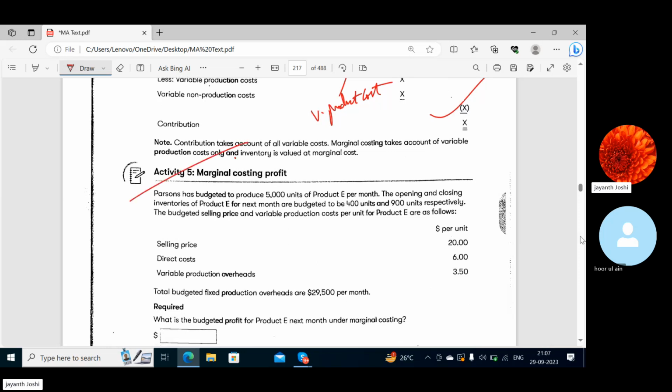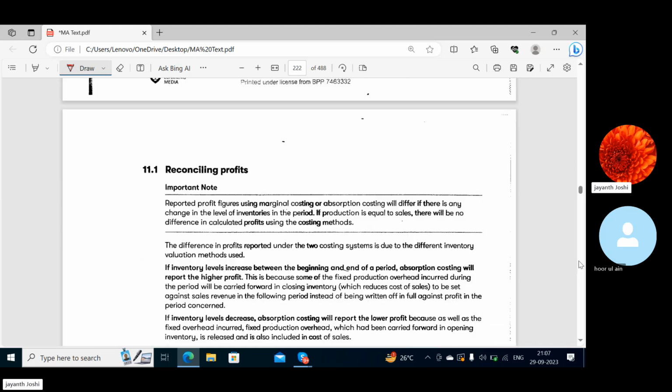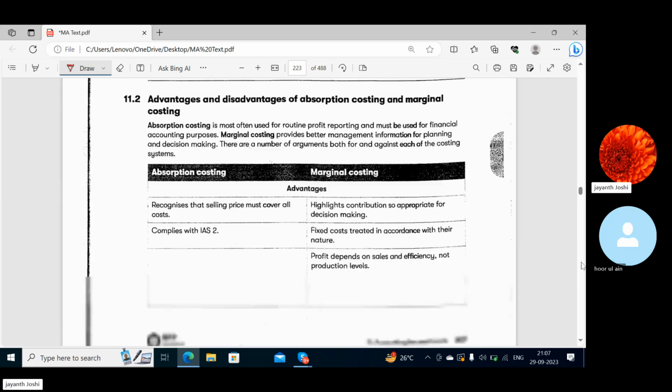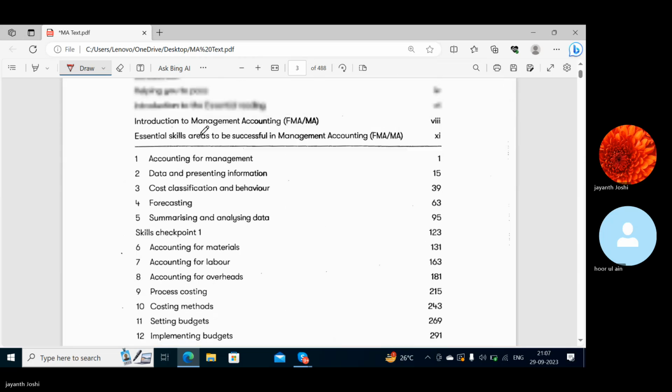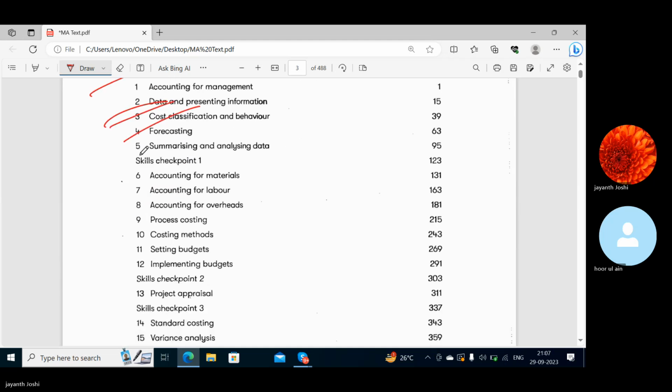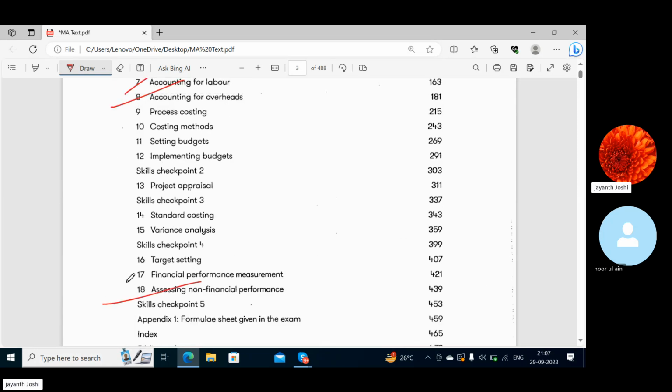Tomorrow we'll start from activity 5, marginal costing profit, and also go on to absorption costing. That will be the final part of the chapter. In the next class I will finish this chapter. Okay. Let's see the tally. We'll start with this, then we'll see from here. Done, done, done. We will finish this chapter then. Then only 1, 2, 3, 4 will be left over. We will finish that.